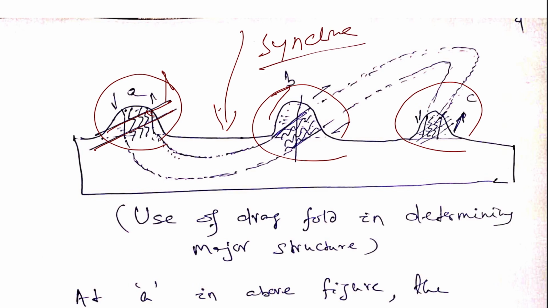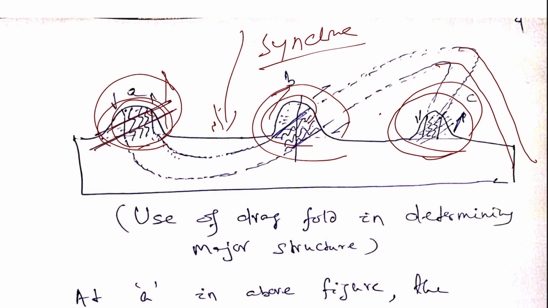which is not possible to say from the edge data. But if we take into account the attitude data of drag folds, it is proved that this syncline is here. Then on this side it will be anticline. And if we join the structure, we see that this limb is found to be overturned, because if the anticline would have been in this condition, it is normal. But now we see that anticline, the limb has been turned like this.